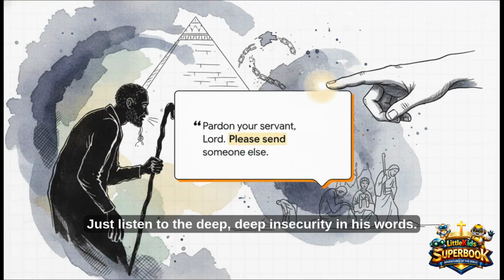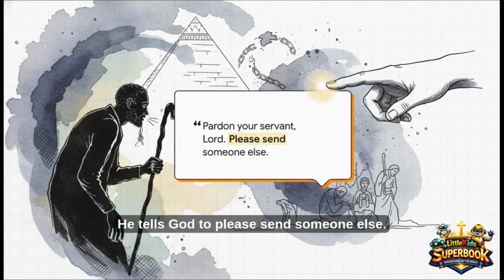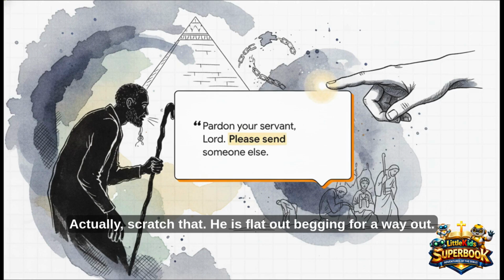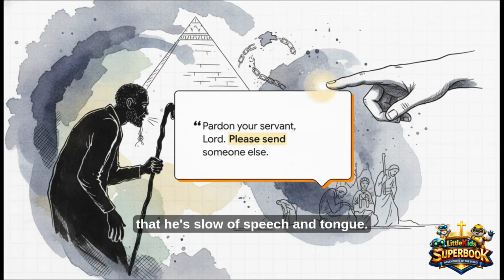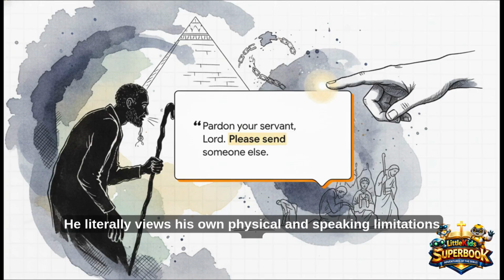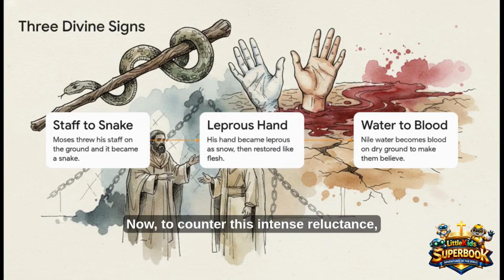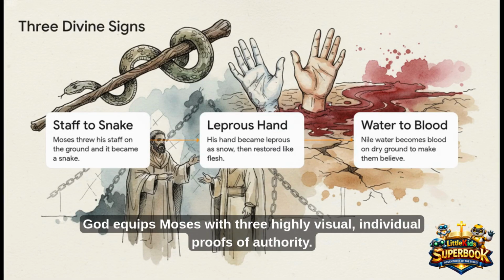Just listen to the deep insecurity in his words. He tells God to please send someone else. He isn't just asking for some clarification on the mission. Actually, scratch that. He is flat out begging for a way out. He explicitly complains that he's never been eloquent, that he's slow of speech and tongue. He literally views his own physical and speaking limitations as a complete disqualification for leadership. He just doesn't buy that he's the guy for the job. Now, to counter this intense reluctance, God equips Moses with 3 highly visual proofs of authority.